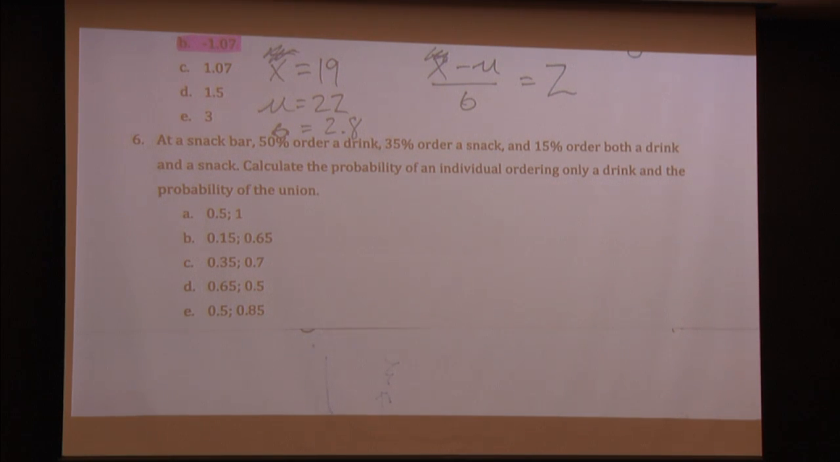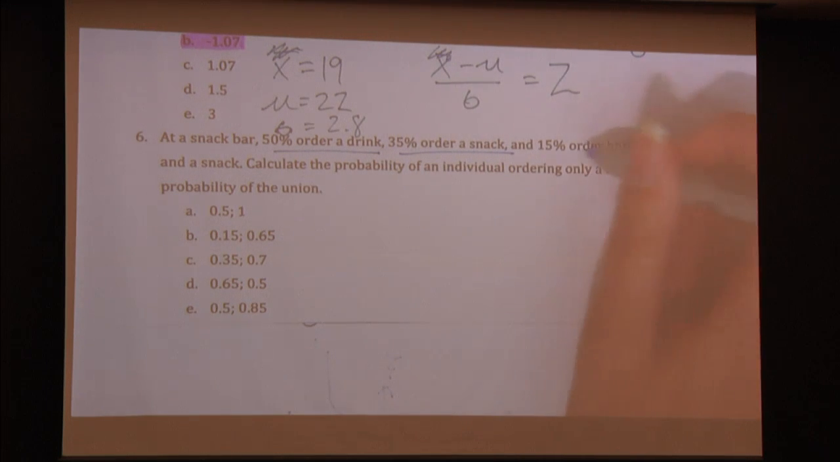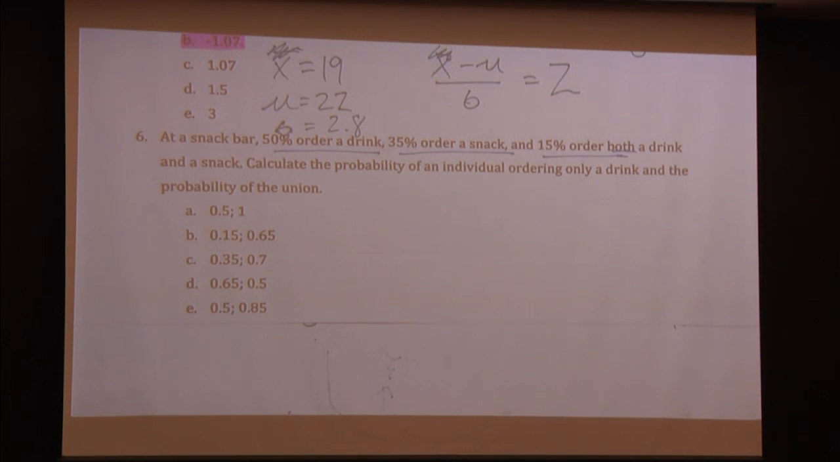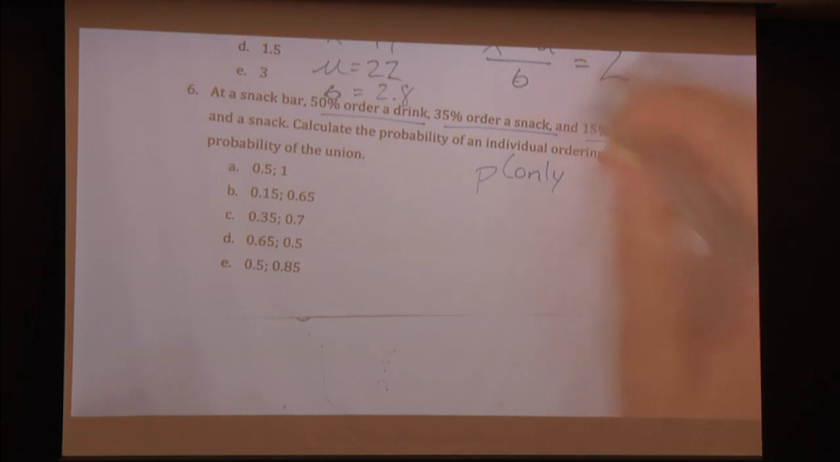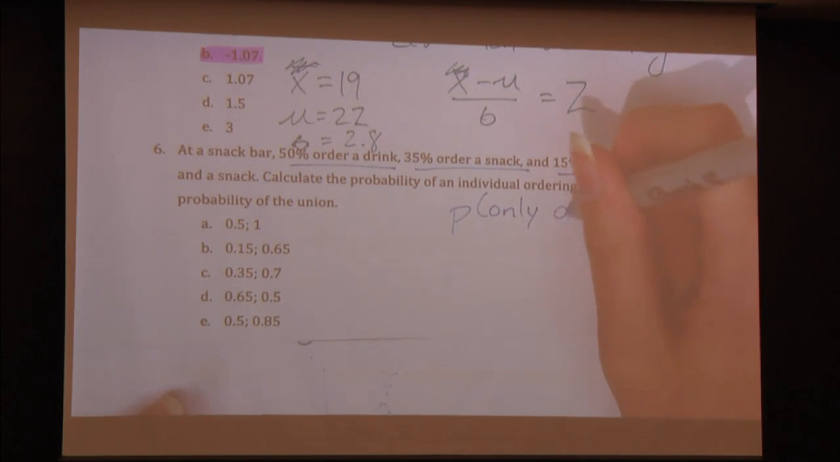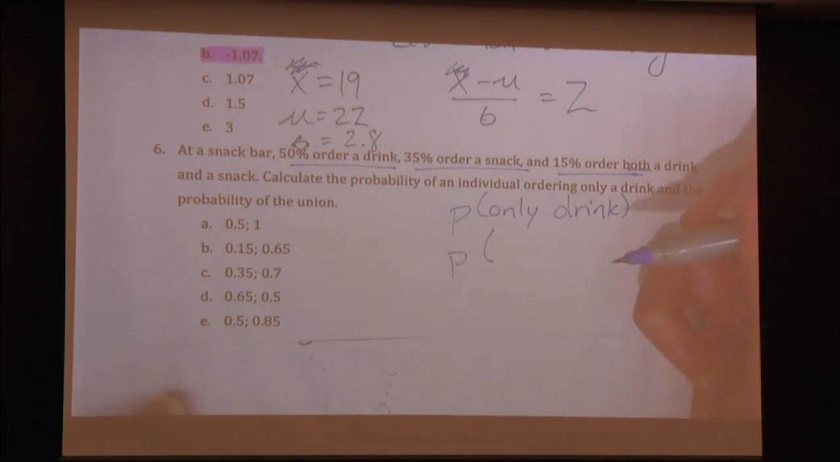So now we're moving on to probability, which is the topic that tends to give a lot of students a lot of trouble. So here we were talking about a snack bar, where 50% are going to order a drink, 35% choose to order a snack, and 15% will order both. And I asked for 2 different probabilities: the probability of only a drink, and the probability of the union.